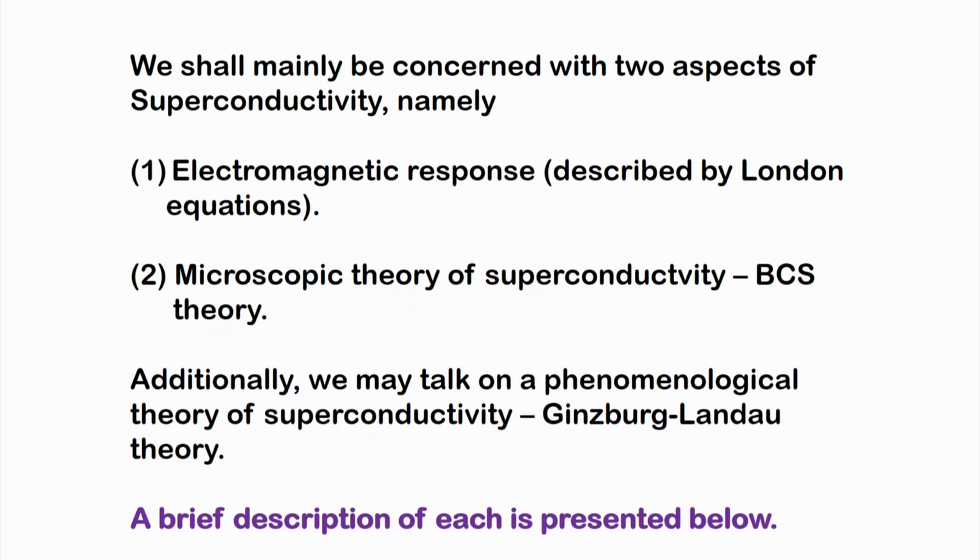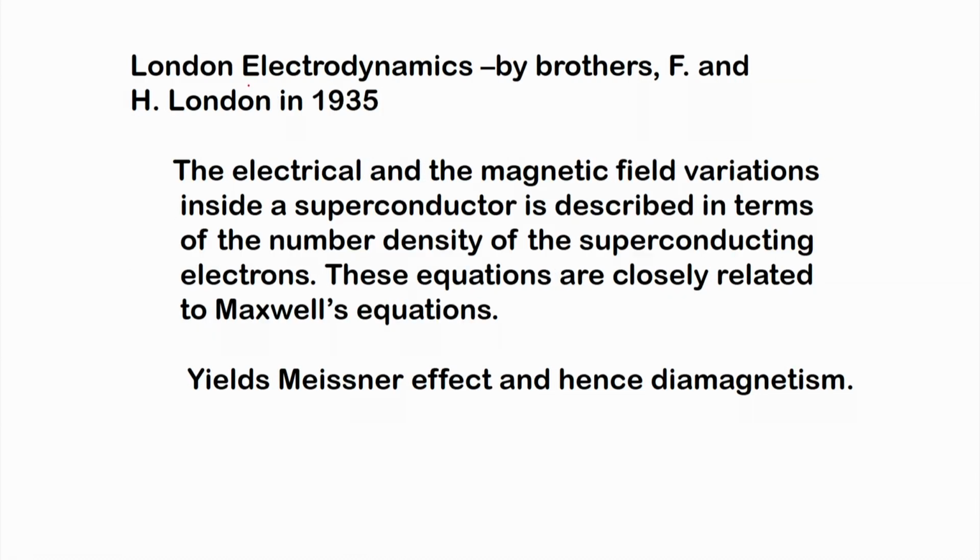So, to start with, we said that it is electrodynamics. These were by two brothers, F London and H London, in 1935. They wrote down equations where the electric field and the magnetic field variations inside a superconductor can be described in terms of the number density of the superconducting electrons or the supercurrent density. It is important to say that normal current does not flow through a superconductor.